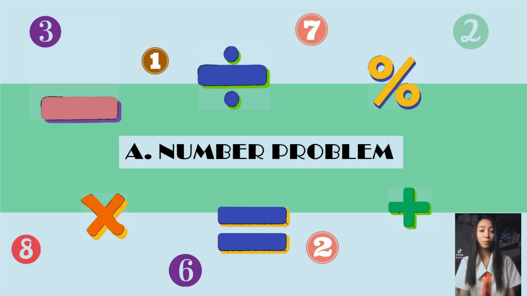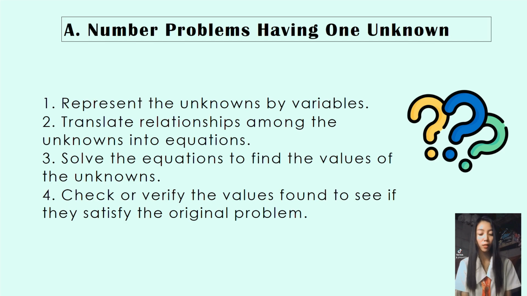First topic under problem solving is the number problem. In number problems, there are one or more numbers that serve as clues, and these clues can be used to build an equation, then find the value of the unknown variables. Number problems having one unknown: 1. Represent the unknowns by variables. 2. Translate relationships among the unknowns into equations. 3. Solve the equations to find the values of the unknowns. 4. Check or verify the values found to see if they satisfy the original problem.